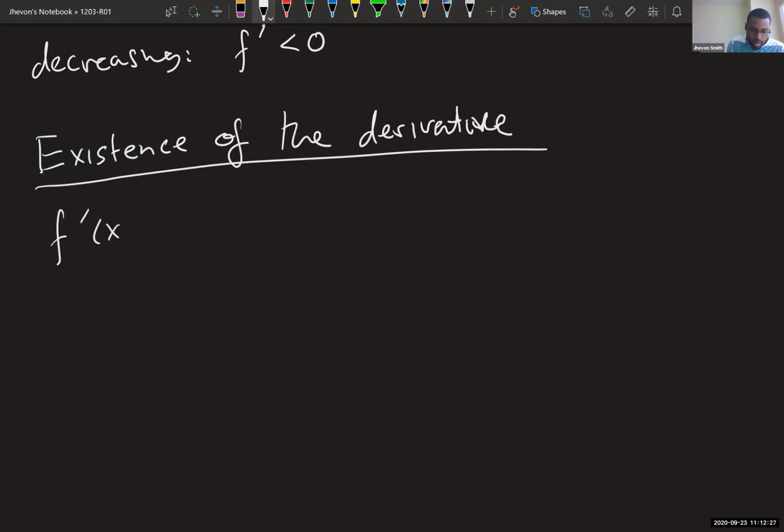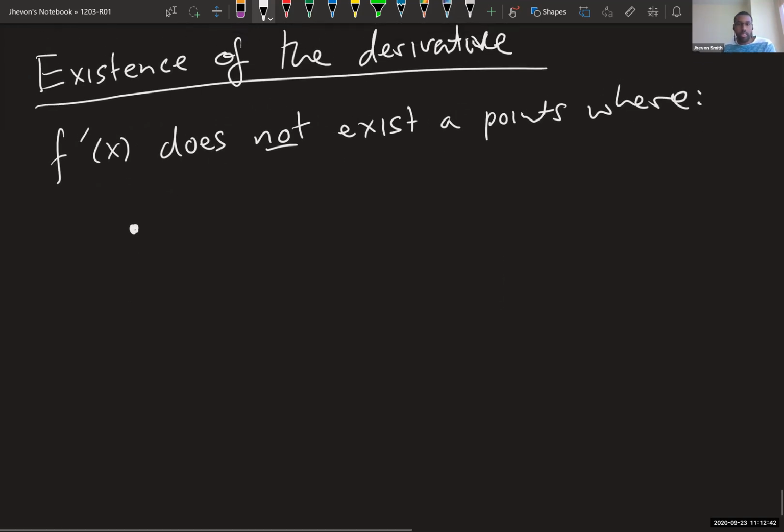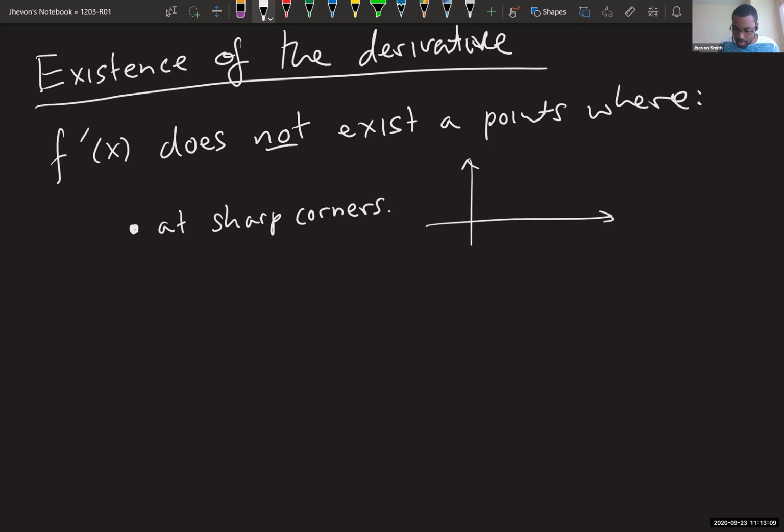F prime does not exist at points where, what are the things? Tell me one situation where a derivative won't exist. A corner or a cusp. Right, at sharp corners. So if I give you a picture and there's a sharp corner or a spike in that picture, you can tell me, at this x value, there is no derivative. So for this x, f prime of x does not exist. At sharp corners, you can't find a derivative.